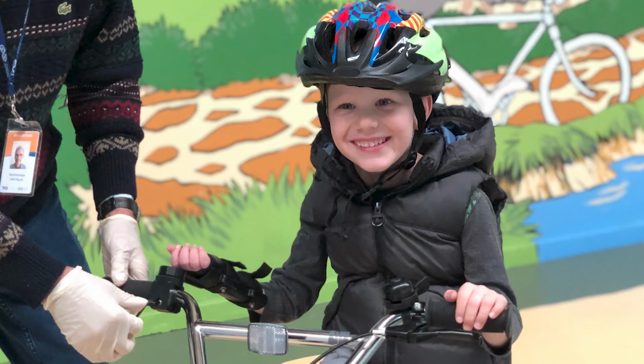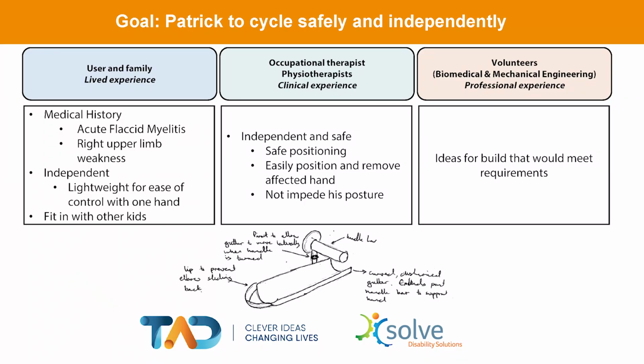This is Patrick. He's a 5-year-old boy, and his family describe him as very sociable, and he loves to play with other kids. He was diagnosed with acute flaccid myelitis following an infection that he had. This is a condition that affects the spinal cord, and for Patrick, it resulted in limited ability to control his upper right limb. He came to TAD to have a bike modified so he could cycle safely and independently. So this was his goal.